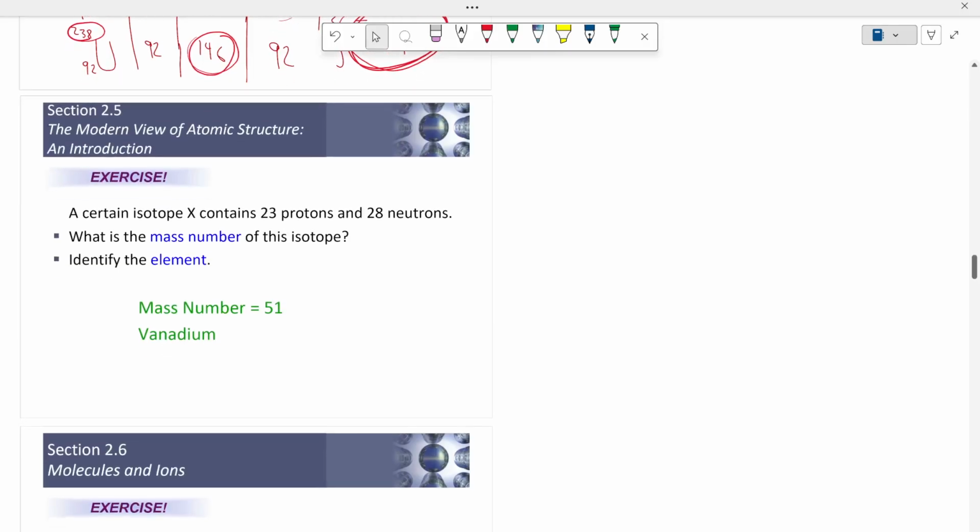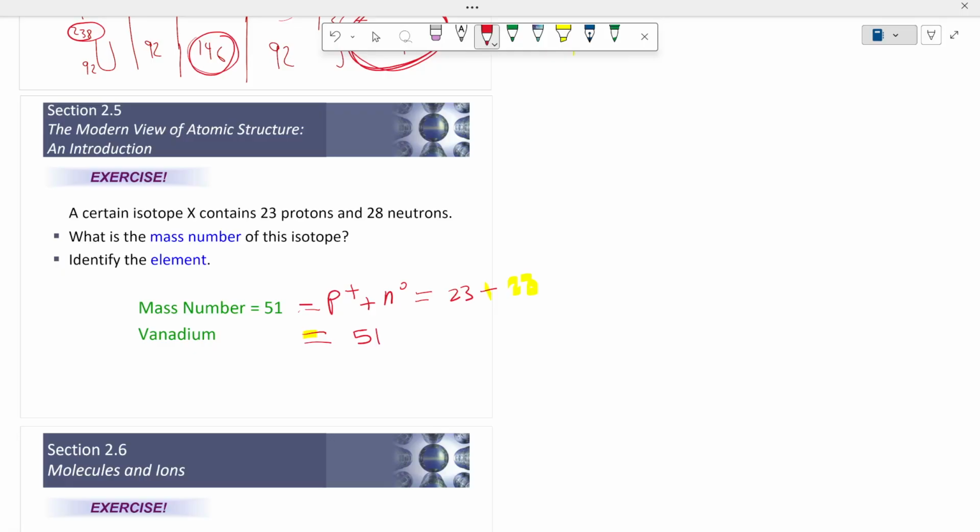Let's solve this example together. A certain isotope, X, contains 23 protons and 28 neutrons. What's the mass number of this isotope? Very simple and very easy. As you know, the mass number is the number of protons plus neutrons. Both are given. Protons is 23 and the neutrons 28. So the answer is 51. Identify the element. The second part of the question asks you to identify the element.